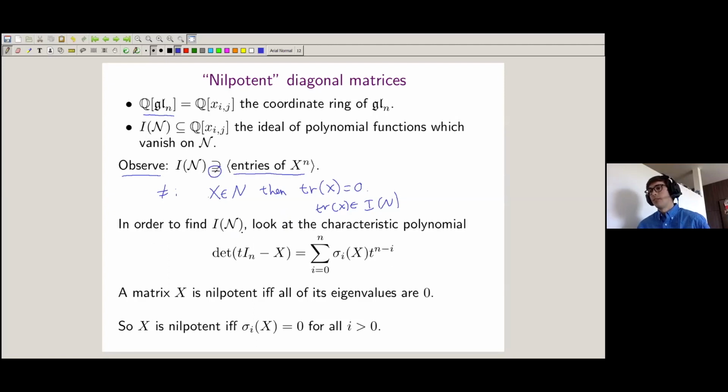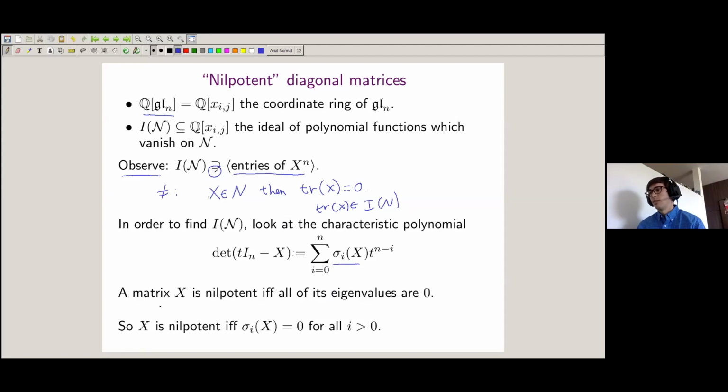And in order to find that ideal, you have to use some linear algebra. So look at the characteristic polynomial. By definition, this is the determinant of t times the identity minus the matrix. And we'll expand this in terms of the powers of t. And we'll let sigma i be the coefficient of t to the n minus i.